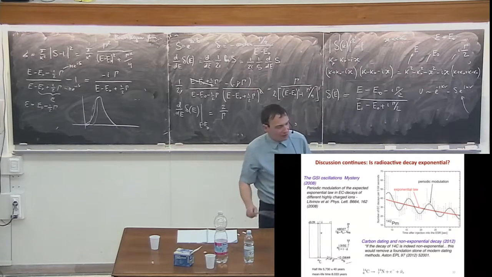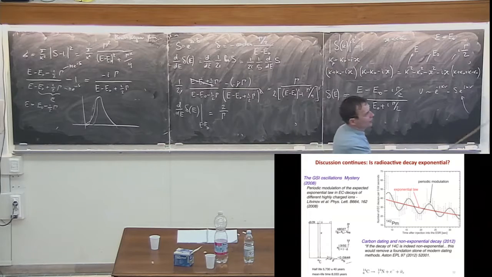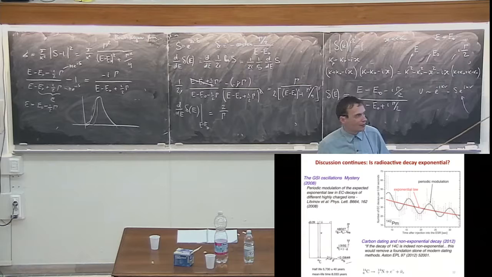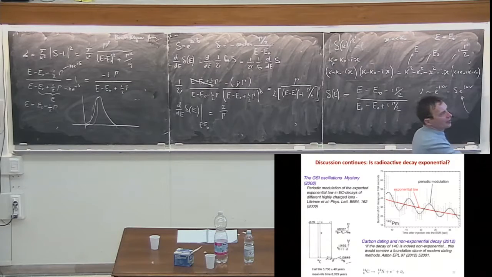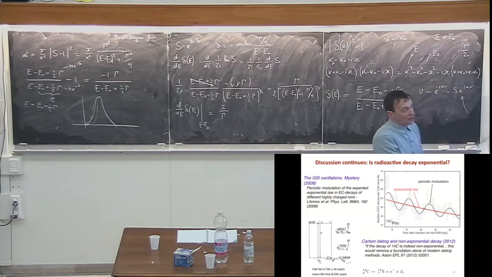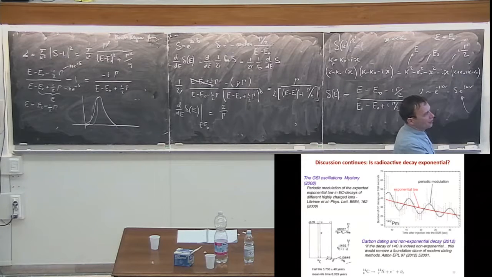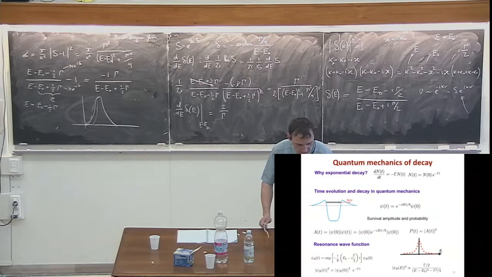And then another interesting story is related to this problem with the beta decay, because it's related to carbon dating that everybody uses, or many people use. And if it is not exponential, then maybe there is some kind of issue. So now let me try to explain to you why we believe it is exponential and why it cannot be exponential.